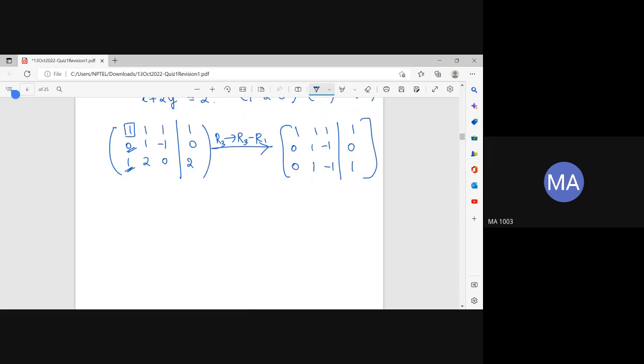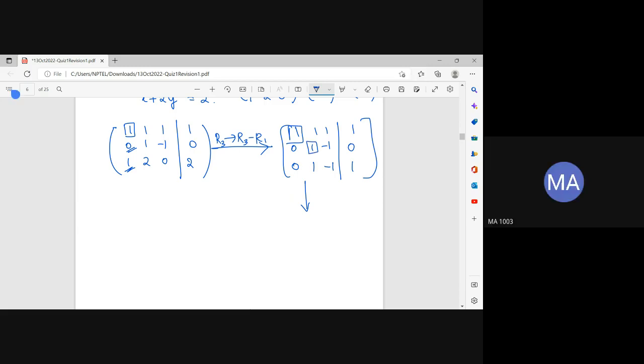Does the system have a solution? Can you tell from this step? No solution. Why? Because the second row equation says y minus z is 0, and the third row says y minus z is equal to 1. This is not possible, so it does not have a solution. But still, this is not in REF. We have to go one step further.